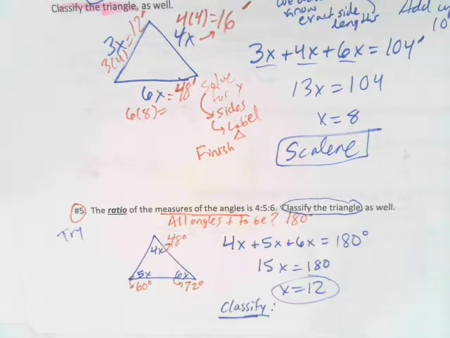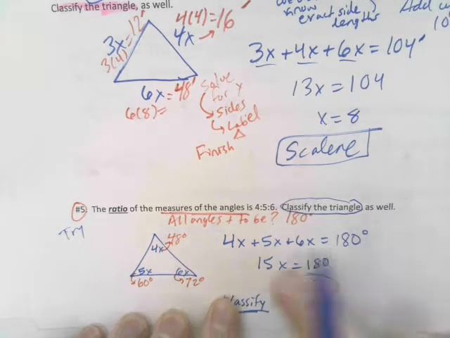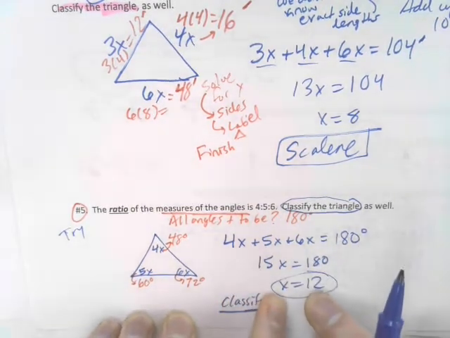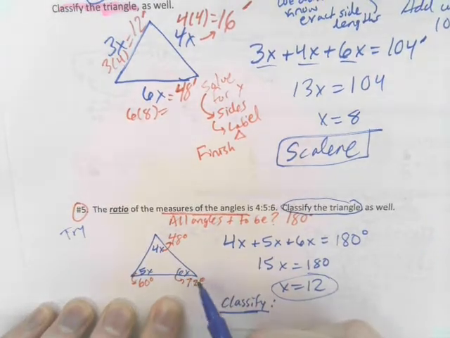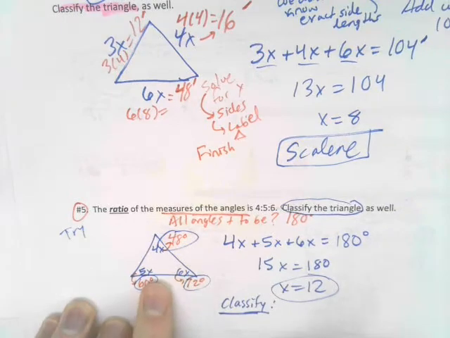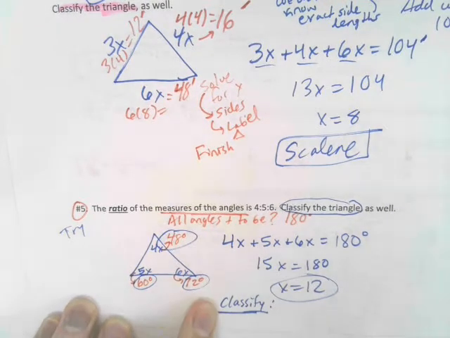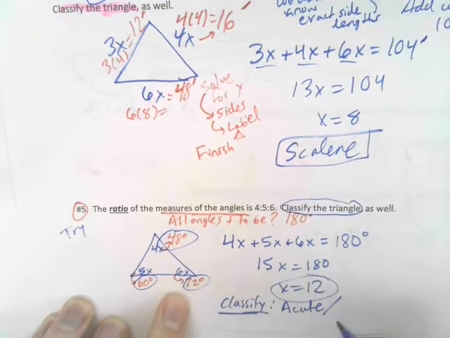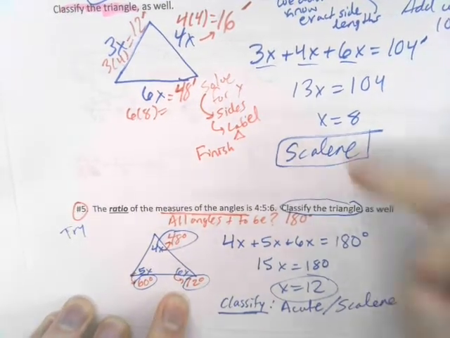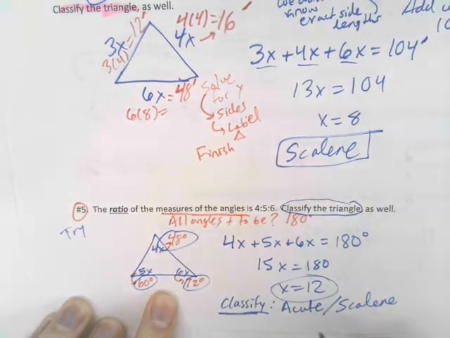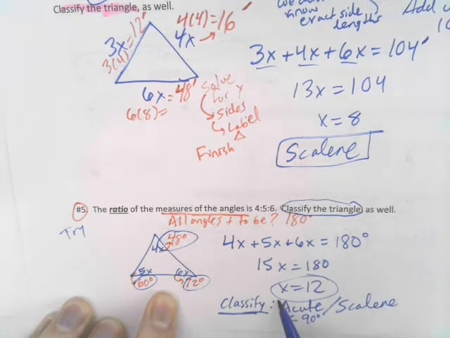Okay, so I worked this out, added those up to set it equal to 180, solved it for x. I got x is 12. So then I plug 12 back in. I've got my 3 angles, and I notice none of these angles are bigger than 90. So we have an acute triangle, but also none of the angles are the same. So just like last time, if none of the angles are the same, that means none of the sides are the same. We have an acute scalene triangle. And again, acute means no angles bigger than 90 degrees.